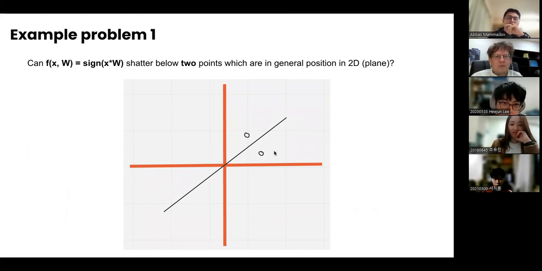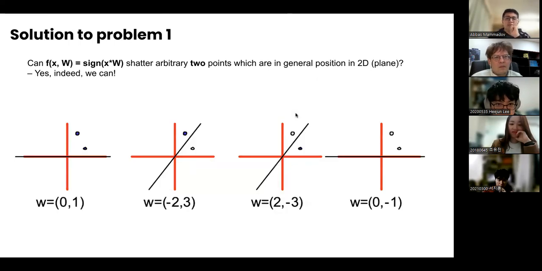Like we are given those 2 points. Can we find some W vector, like this 2-dimensional vector, so that it will split those 2 points into the positive and negatives? Actually, the answer is yes, indeed we can. And the way that we are doing it is very simple. If we have 2 positive points, we just choose W as 0 and 1, the weights 0 and 1, and then the positive points will stay on the positive side of the line, so they will be classified as +1 and +1.